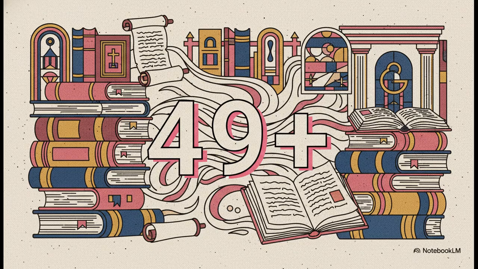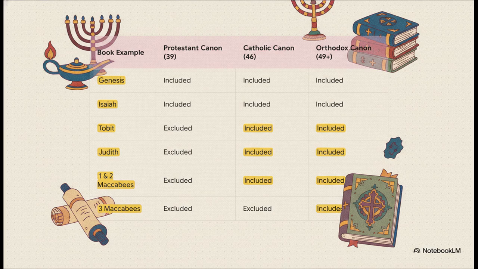And then we have the Eastern Orthodox Old Testaments, which have the largest collection of all, usually around 49 books, and sometimes even more, depending on the specific tradition. So you see, the number of books you get really depends on which library you're visiting. This table really makes it clear. You can see there's a lot of overlap.